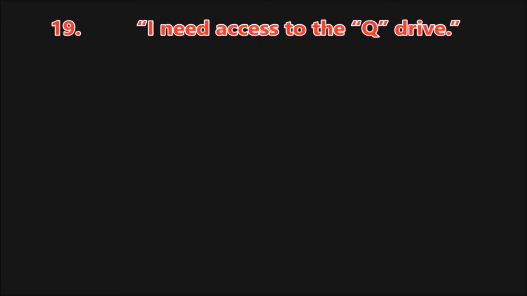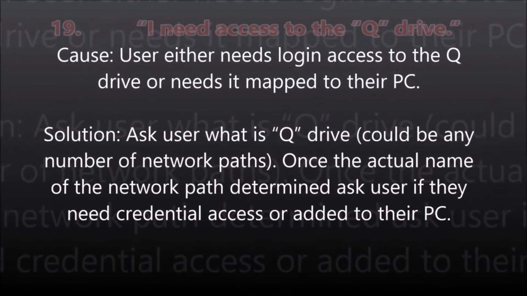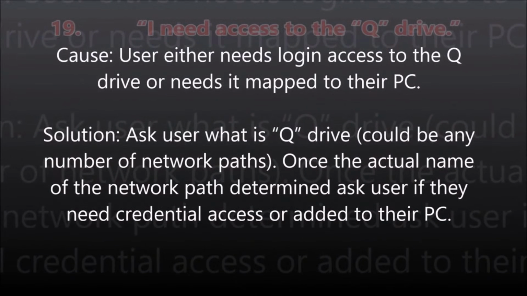Issue number 19. I need access to the Q drive. Cause for this: user either needs login access to the Q drive or needs it mapped to their PC. Solution to this is ask user, what is this Q drive? It could be any number of network paths. There are a lot of network shared drives out there. Just saying that it's a Q drive doesn't tell us much. You can name the drives anything you want.